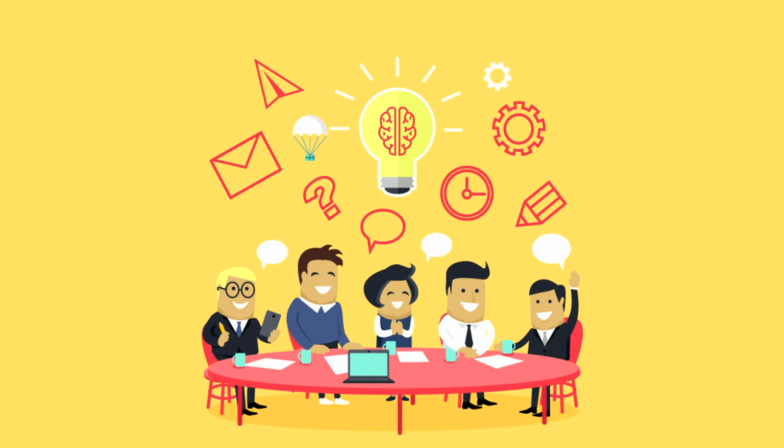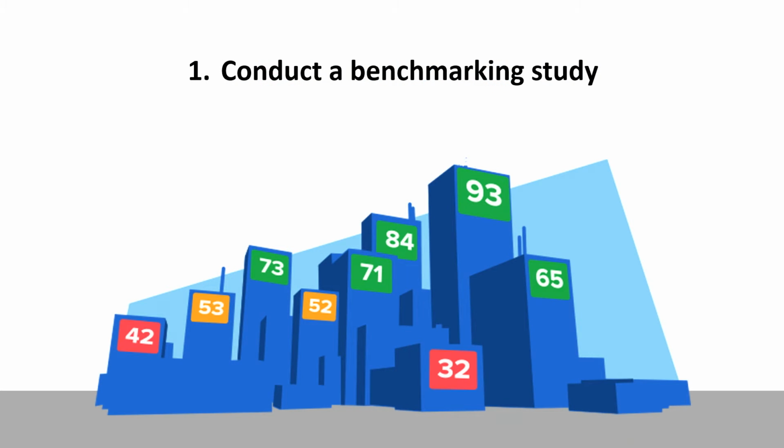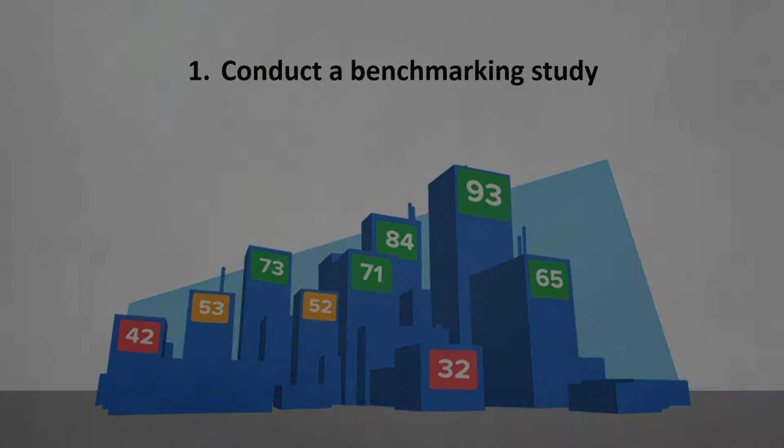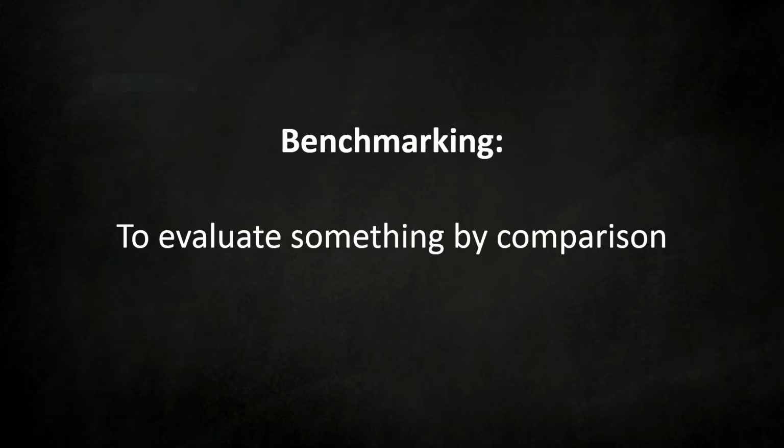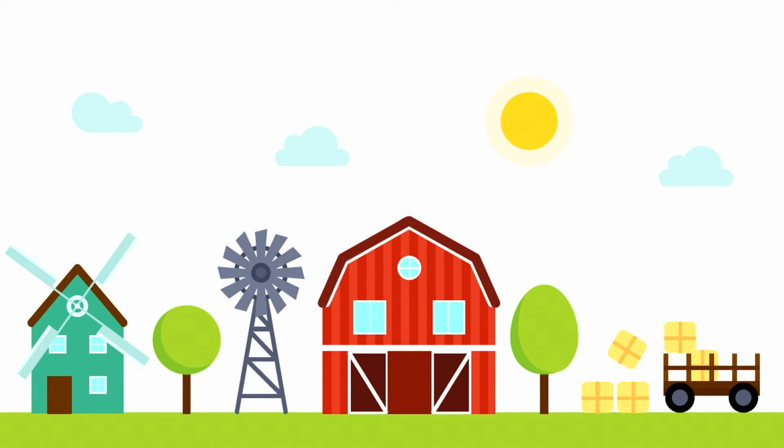One of the first things we can do is a benchmarking study and learn from other organizations. Benchmarking means to evaluate something by comparing it to others. Although organizations in the same industry are valuable sources of information, research suggests that we actually get more out of a benchmarking study when we choose organizations that experience a similar problem.